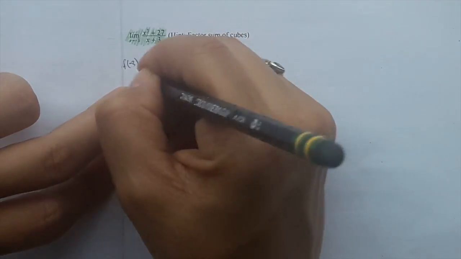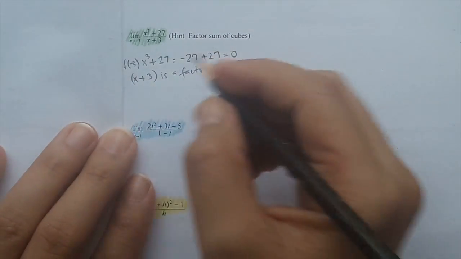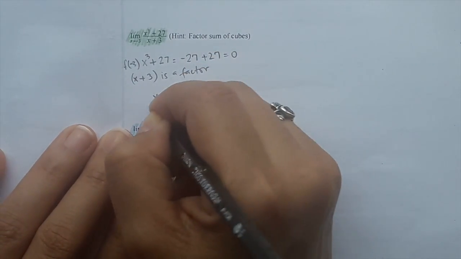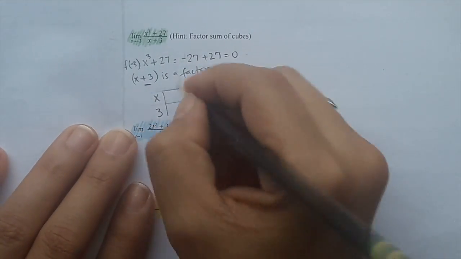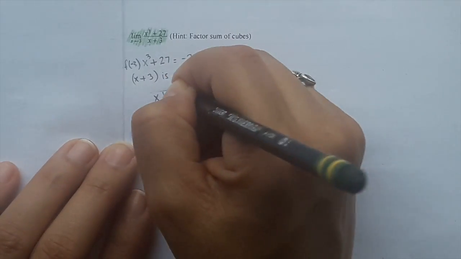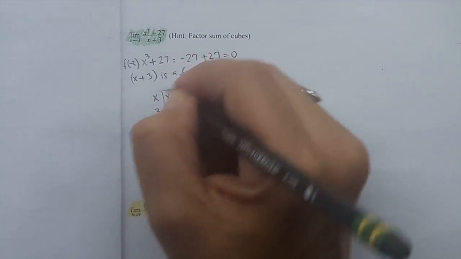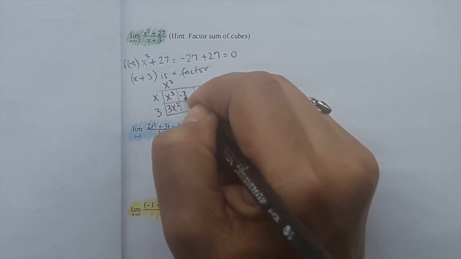So once I plug this in, I get negative 27 plus 27, which is 0, which means x plus 3 is a factor. Once I have that factor, I just know that if I multiply it by something, I will get the x cubed plus 27. So what I'm going to do is divide x cubed plus 27 by x plus 3. If you need a refresher, go to dividing polynomials. It's another video and you can watch it through.